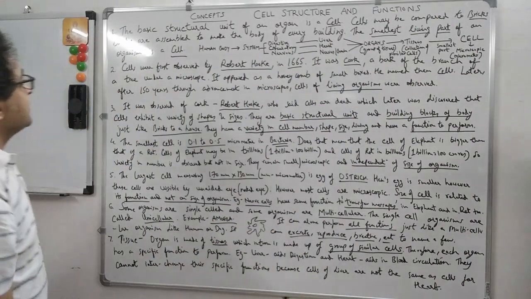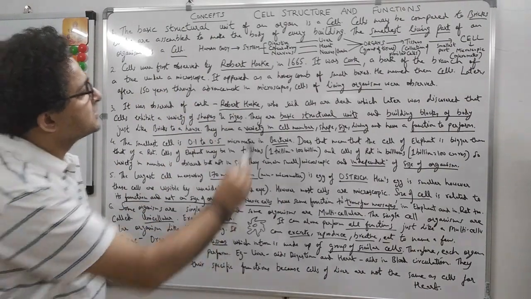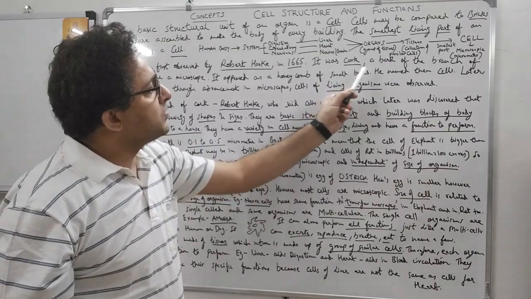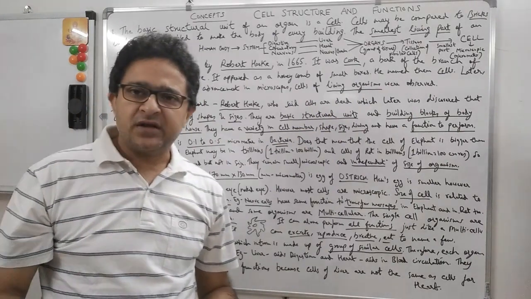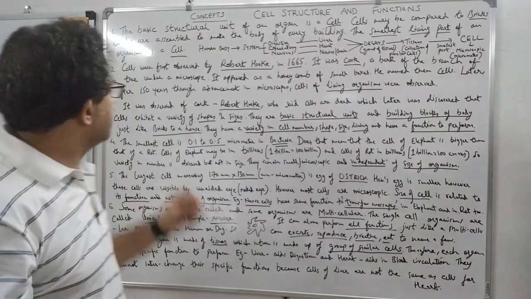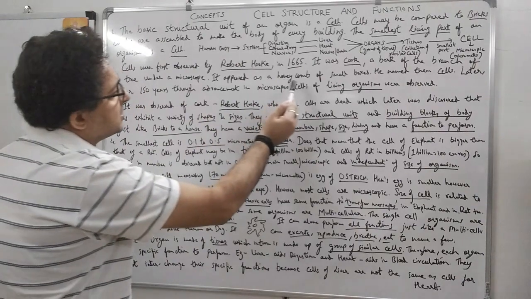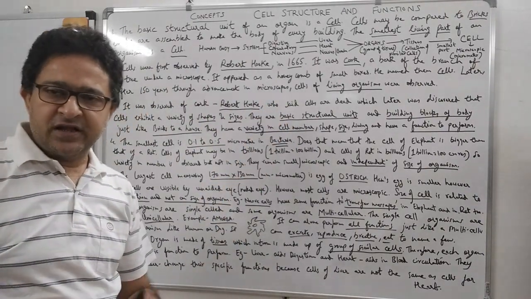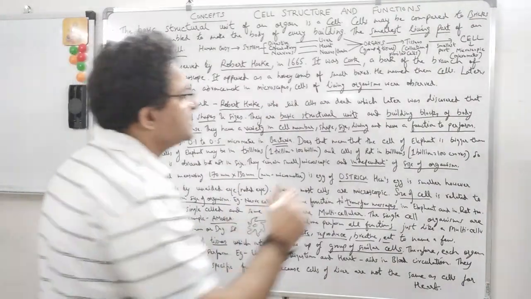Let's move further. Cells were first observed by Robert Hooke in 1665. It was cork, C-O-R-K, cork, the bark of the branch of a tree. So a tree has branches, and a small part of the branch is called bark. He took the bark and observed it under a microscope. It appeared to him as a honeycomb. You've seen a honeycomb, like in Hindi it is madhumakki ka chatta. So a honeycomb will be like this, hexagons.